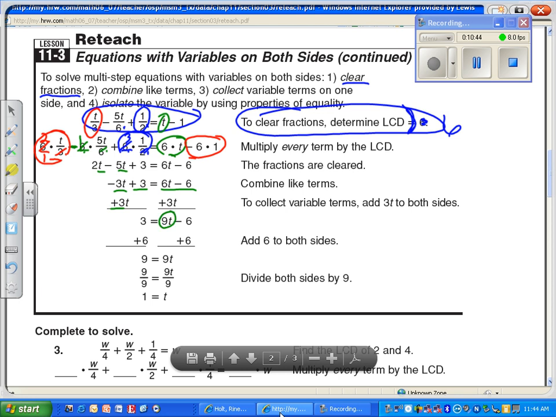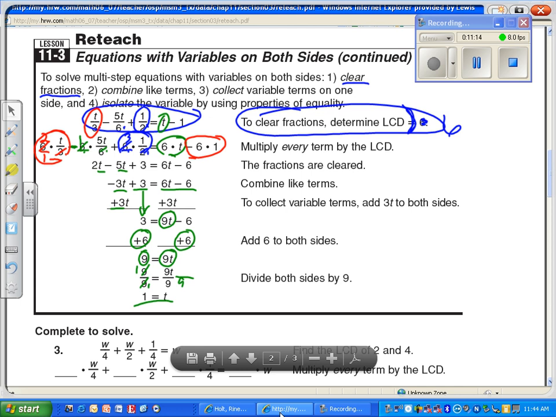So I end up with my 9t minus 6 on the right, and then I'm left with just the 3 on the left. Now I need to get rid of this minus 6, so I'm going to add 6 on both sides. I end up with a 9 on the left and a 9t on the right. Then I'm going to divide by 9 on both sides and end up with t equals 1.